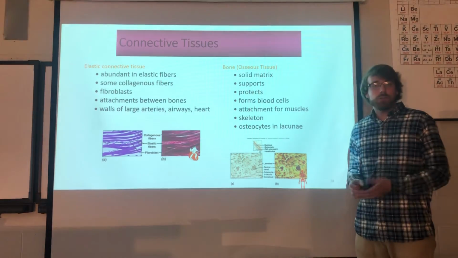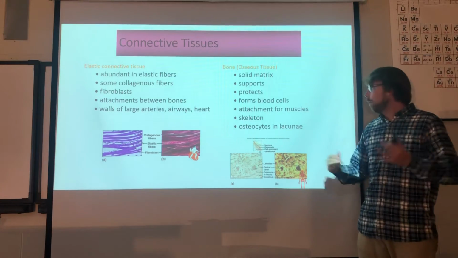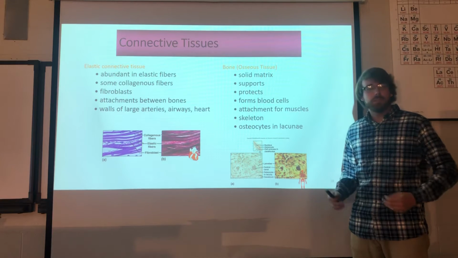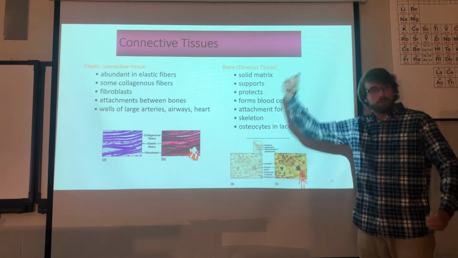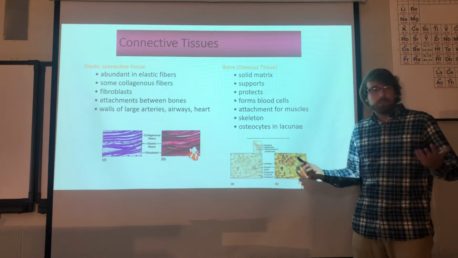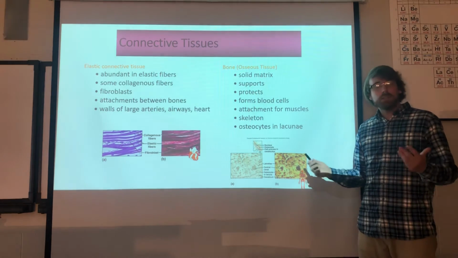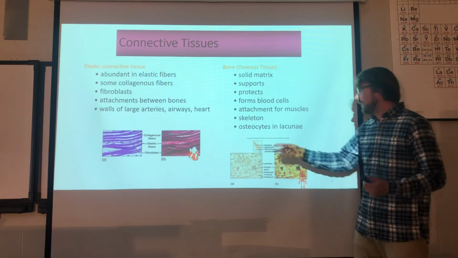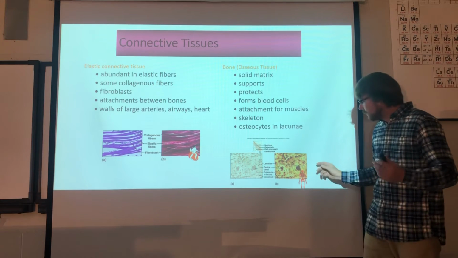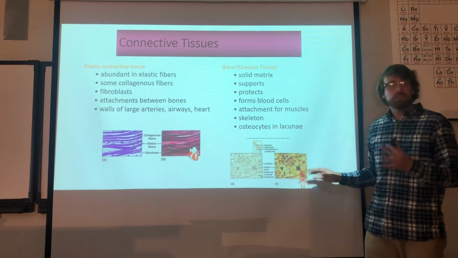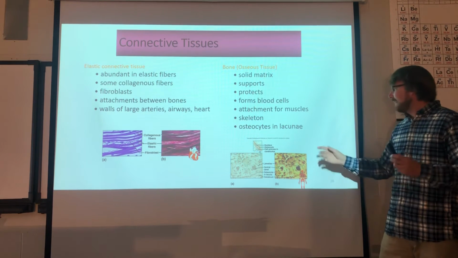So your bone has a few functions. It protects, it supports, it provides framework, it forms your blood cells. Your blood cells are produced in your bone marrow. It serves as attachment point for your muscles. It forms your skeleton, of course. Your bone is a living tissue. It has cells, osteocytes. These osteocytes, if we were to look under a microscope, we would see these circular structures. They look somewhat like tree rings. So we have osteocytes in lacunae.